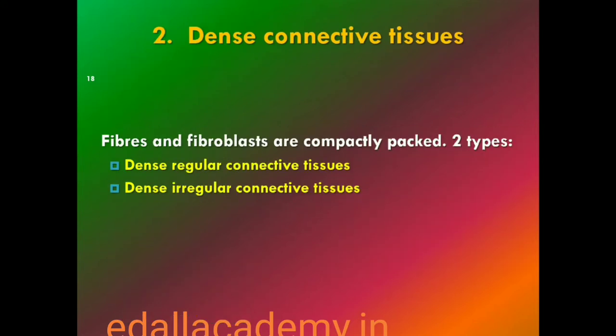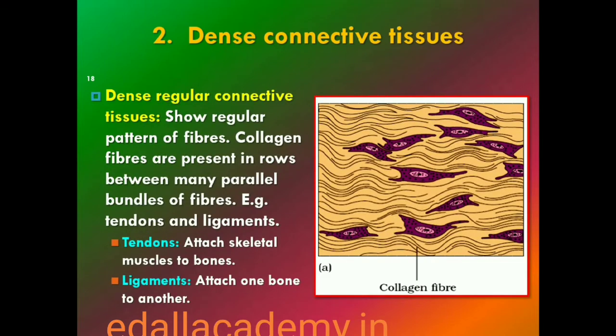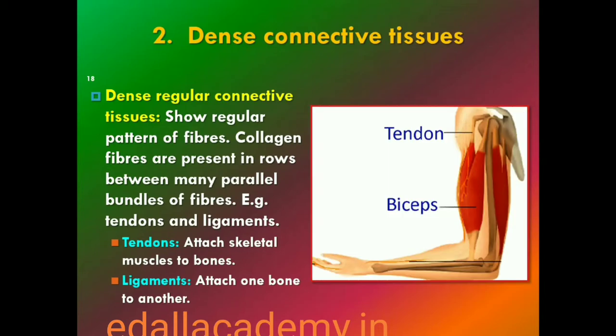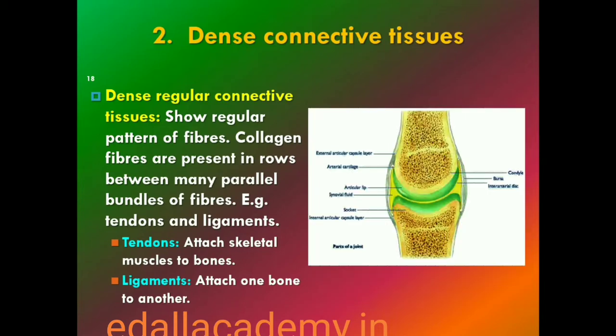Fibers and fibroblasts are compactly packed in the dense connective tissues. Orientation of fibers shows a regular or irregular pattern, and the tissues are called dense regular and dense irregular tissues. In the dense regular connective tissues, the collagen fibers are present in rows between many parallel bundles of fibers. Tendons, which attach skeletal muscles to bones, and ligaments, which attach one bone to another, are examples of this tissue.